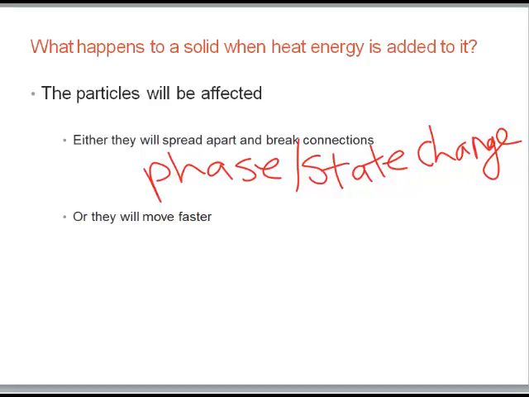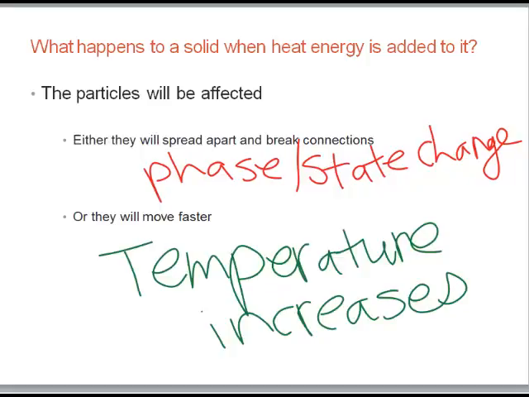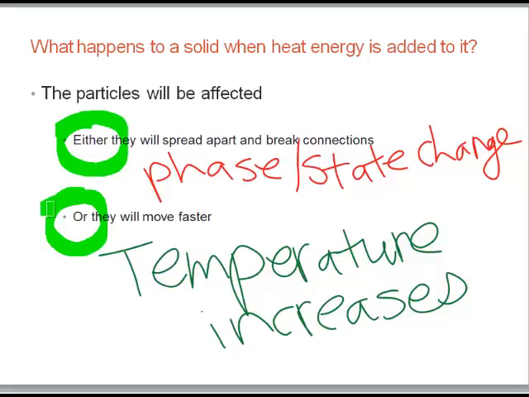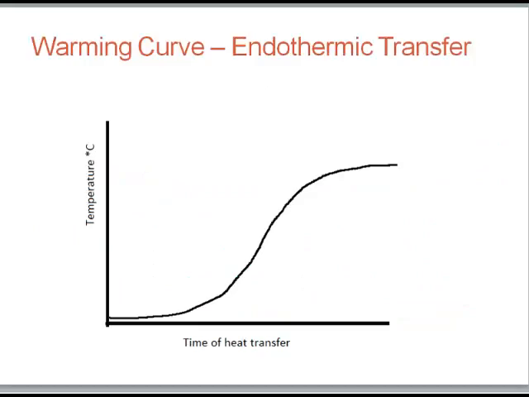Now faster particles means that the temperature goes up. Remember, temperature measures how fast the particles go. So you could have an increase in temperature. Now the key here is to remember the words either and or, because it's an either or thing, not both of them.